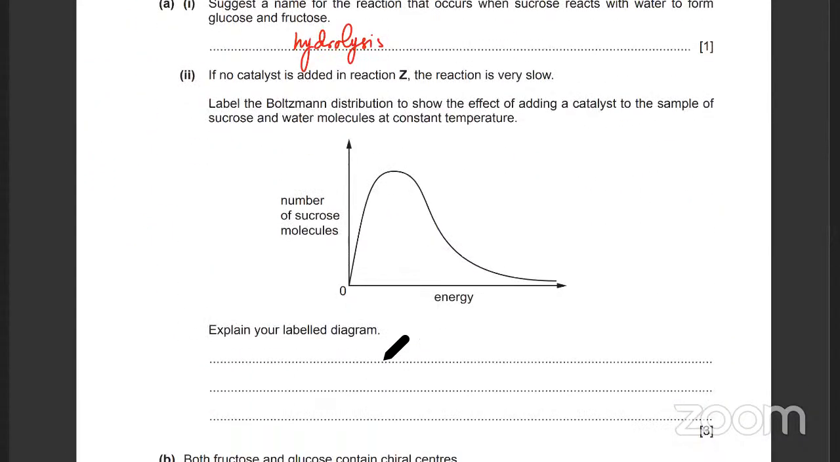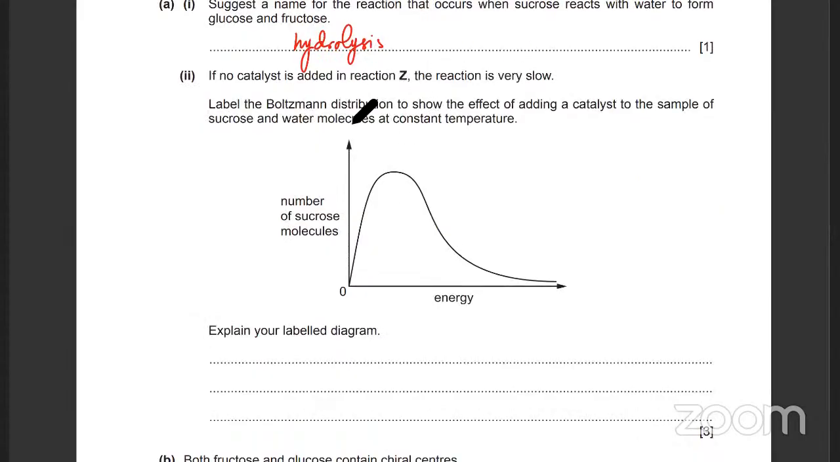With this one, if no catalyst is added in reaction Z, the reaction is very slow. Label the Boltzmann distribution to show the effect of adding a catalyst to the sample. It's already labeled, so the only 2 labels that are missing are the activation energy. So this is the activation energy, and let's say this is the activation energy with a catalyst.